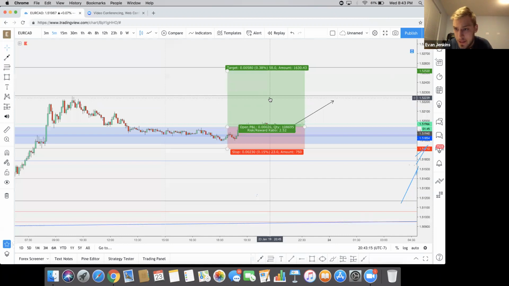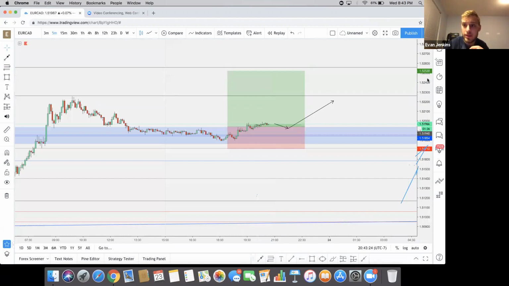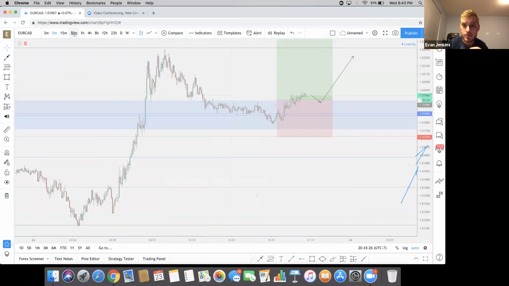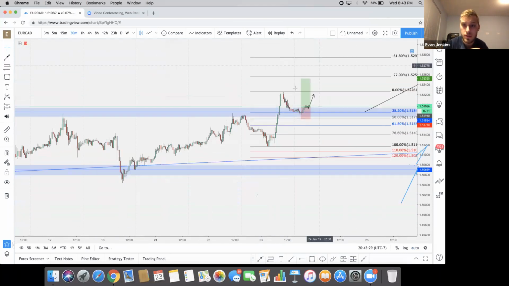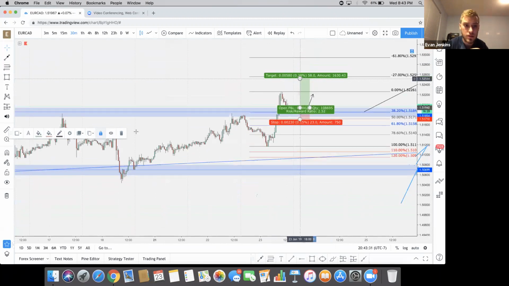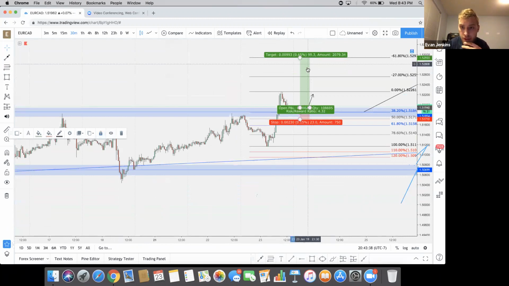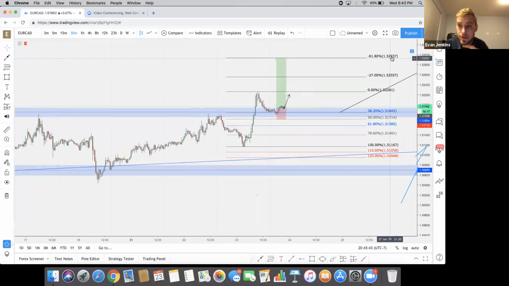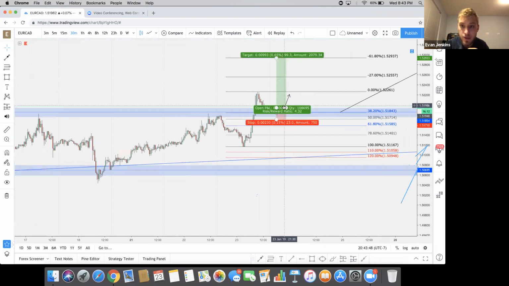So our first take profit is going to be at 1.5223. Second take profit is going to be 58 pips at 1.5252. And then I believe our third take profit will be up here for almost 100 pips, up at 1.5293. So a risk reward of 4.32 if it gets all the way up here.